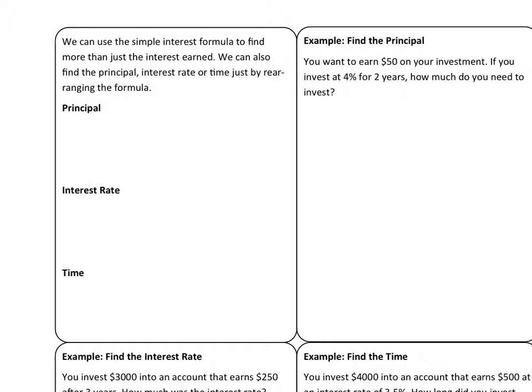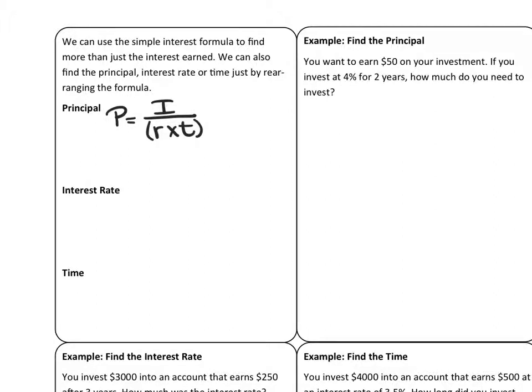Moving on to the next page, simple interest is great for finding our interest, but we can also use that formula to find the principal, the interest rate, or the time. All we have to do is a little bit of rearranging of the formula. We're not going to get quite into that, but I'm going to show you what you would get. If you wanted to find the principal, it looks like this. P equals the interest earned divided by the rate times the time. When you do this, make sure you do rate times time together before you divide.